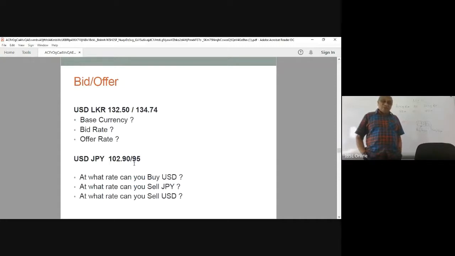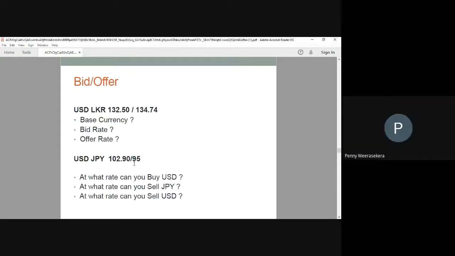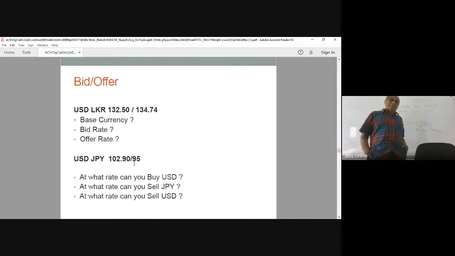At what rate can you buy US dollars? You are buying US dollars and selling Japanese yen, right? So what's the rate you use? 102.90 or 102.95? 102.90. Good.